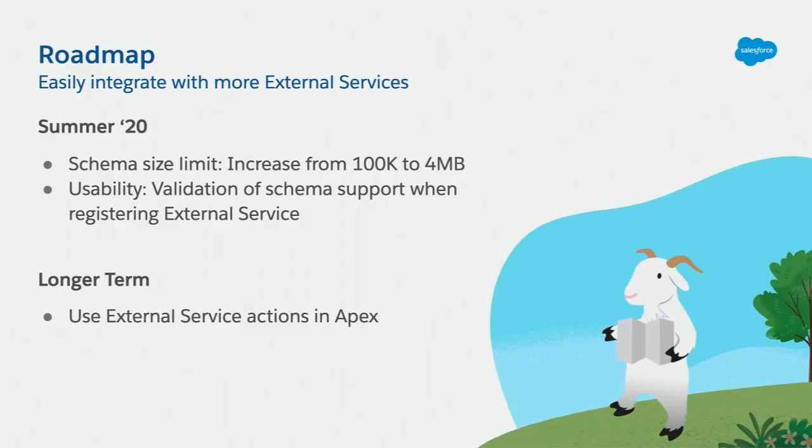We know that there's probably a lot more external services that you would want to integrate with. And so we're planning to let you easily integrate with more external services. And so you'll see in the Summer '20 roadmap, we're planning to increase the size limit in terms of the types of schemas that you can register. And we want to also improve the usability so that you get more validation of what we do support within the schemas. And then long term, we've actually heard a lot of requests for external services to be available outside of flows as well, specifically in Apex. So that's something we're considering in the long term as well.